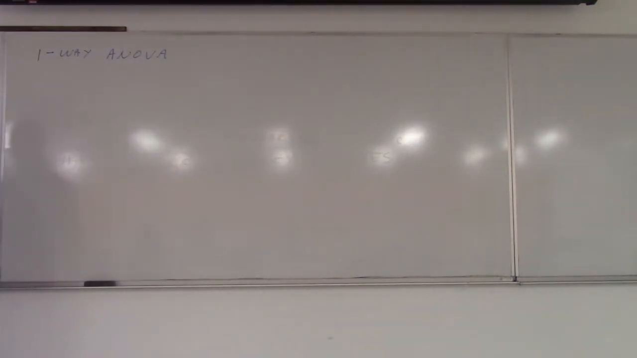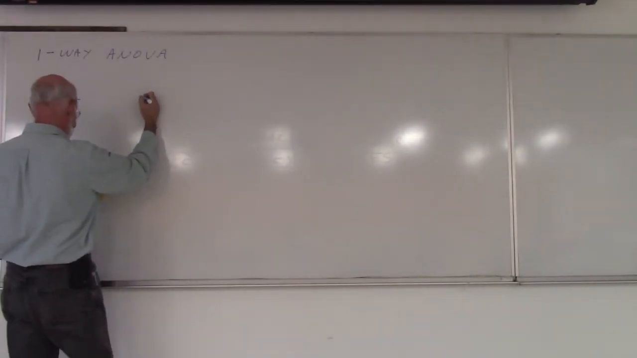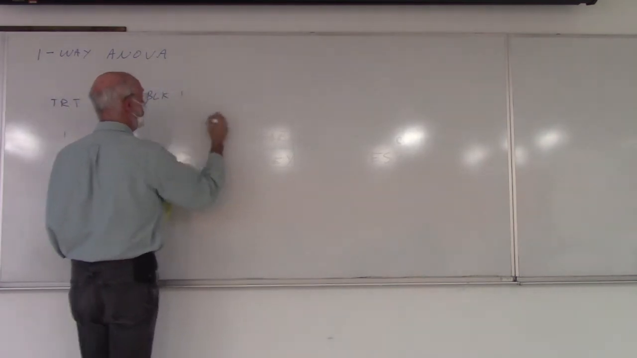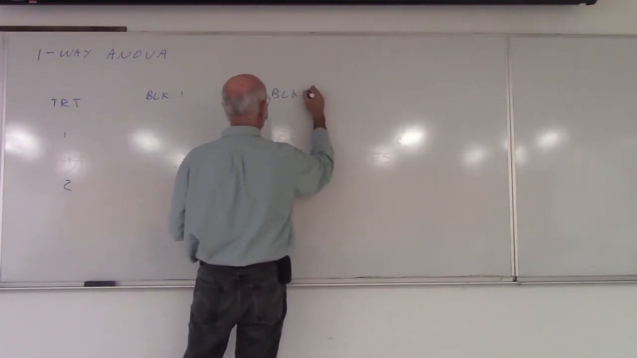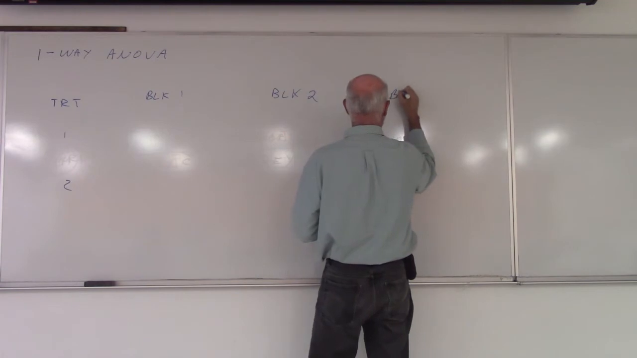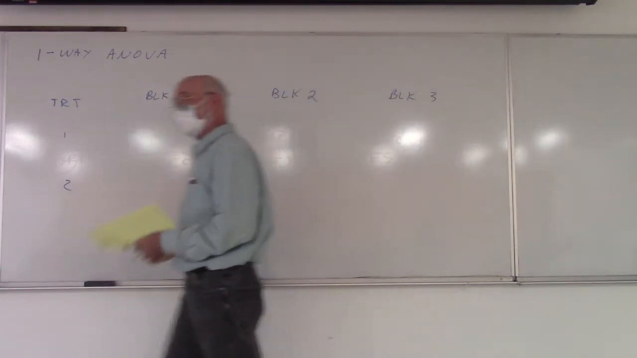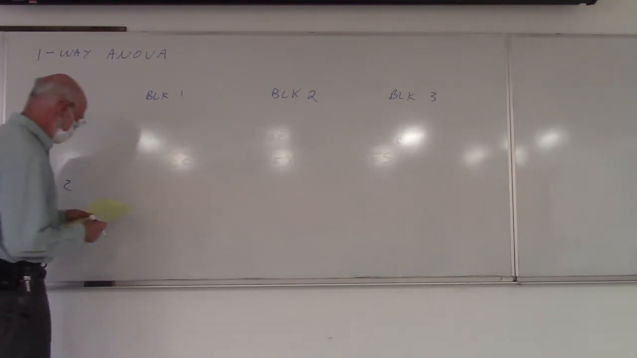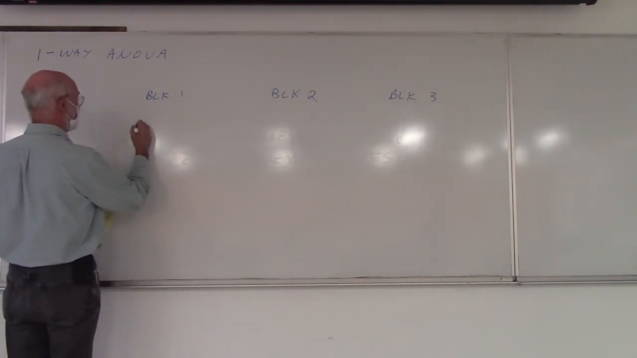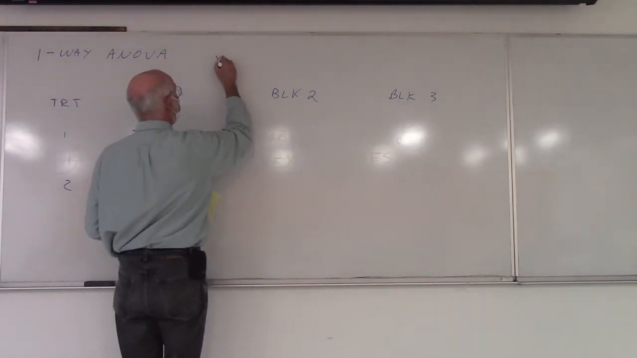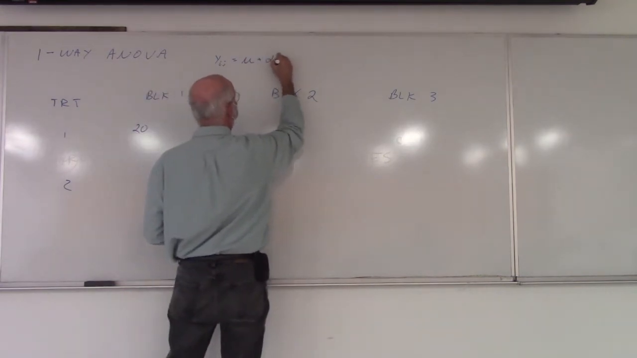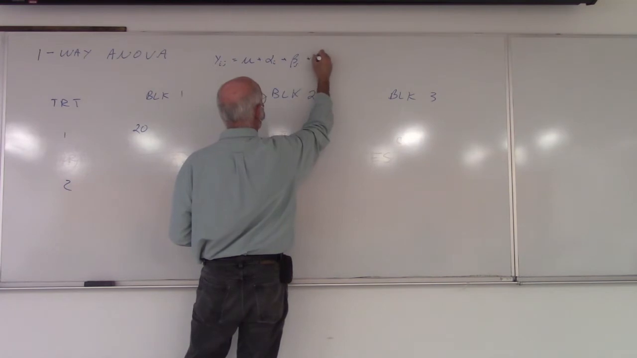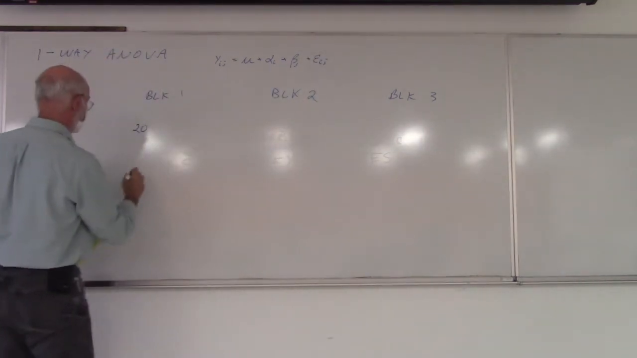So let me use an example. Let's imagine I have two treatments, treatment one and treatment two. Let's imagine I have three blocks: block one, block two, and block three. So instead of four treatments on two blocks, I now have two treatments on three blocks. Just a different example. Let's imagine that I have an overall mean mu of 20. So my model is yij equals mu plus alpha i plus beta j plus epsilon ij. So mu is 20.